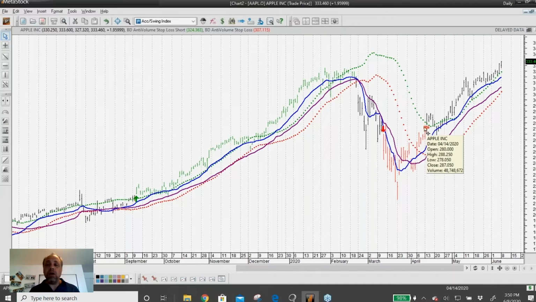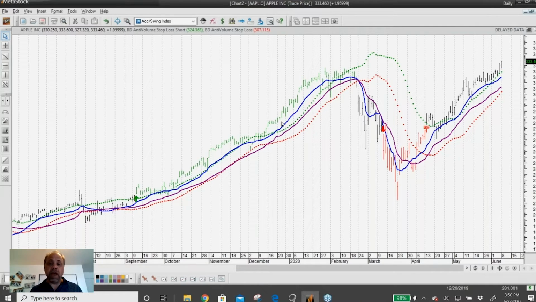You see right here where we entered into a short position, it came back up and closed above that anti-volume stop loss. That's where you're going to exit the trade. Underneath that, you've got the red dotted line. The red dotted line is your long Buff Dormeier anti-volume stop loss, and we use it the same way. For example, if we're signaled into a long position, which we did right here, once that trades down below your stop loss, that is where you get your exit signal for that trade.